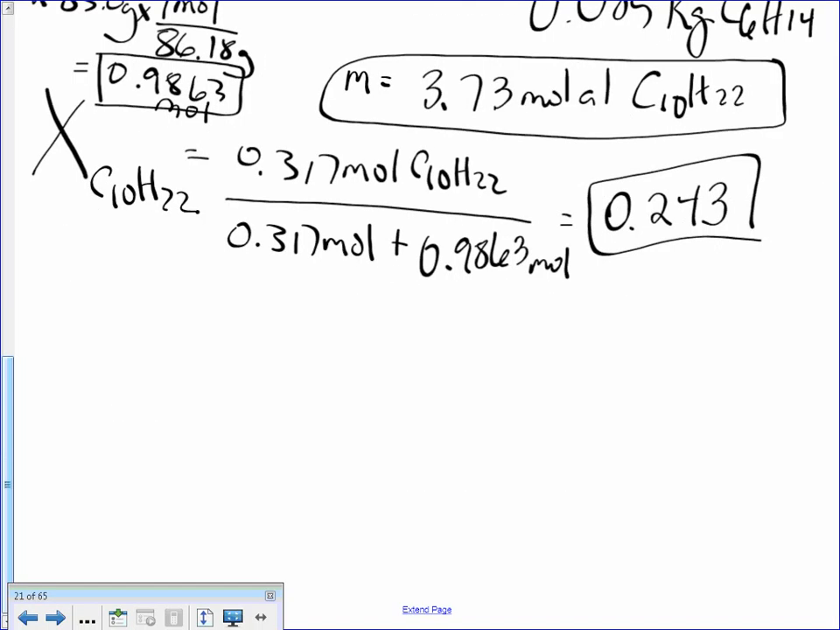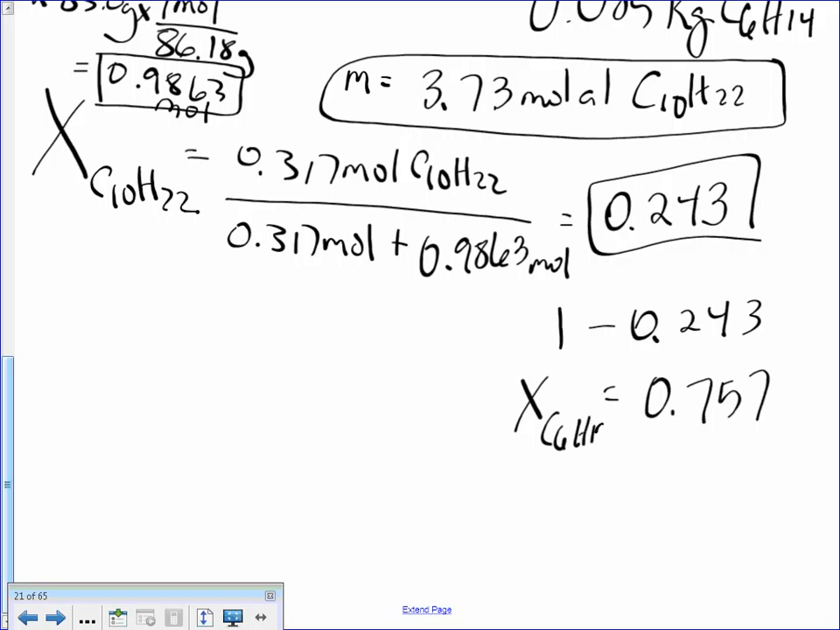24.3. So you're doing in your head 1 minus 0.243 because 1 is the total mole fraction. Subtract that. So what do you get? 0.757 sounds like that's right. Okay, that's mole fraction of hexane. Don't forget, you can do mole fraction very quickly once you have one of the parts.